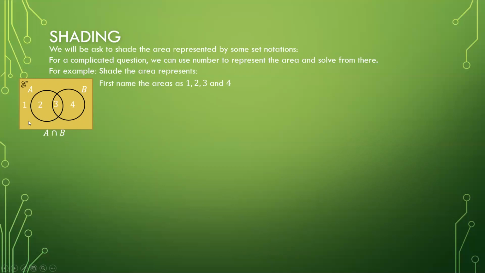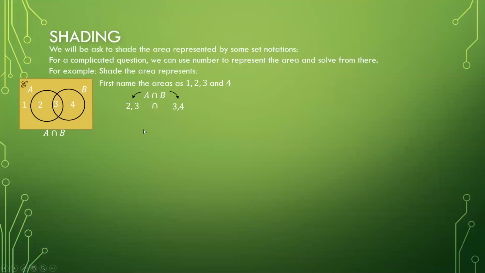If you really don't know how to do, you can use 1, 2, 3, 4 to represent the area. Area 1 will be the one outside, 2 is up to here, and then C is only this, 3 is only this part, and 4 is only this part, right? So now, for this question, find out where is the area of A, which is 2 and 3.